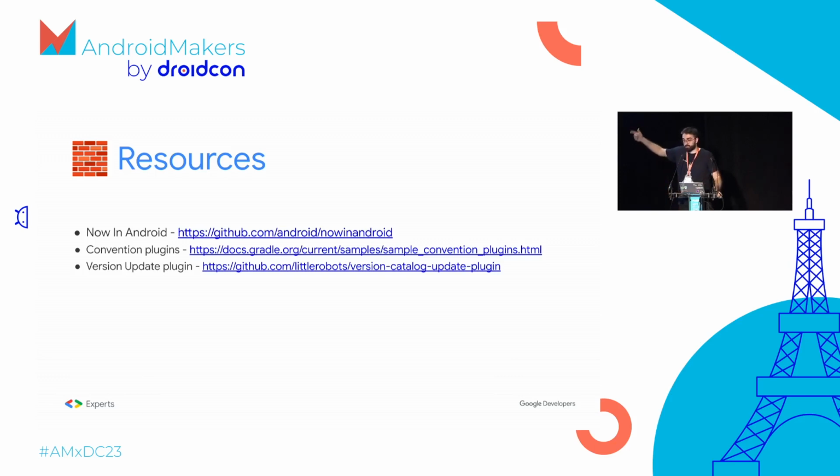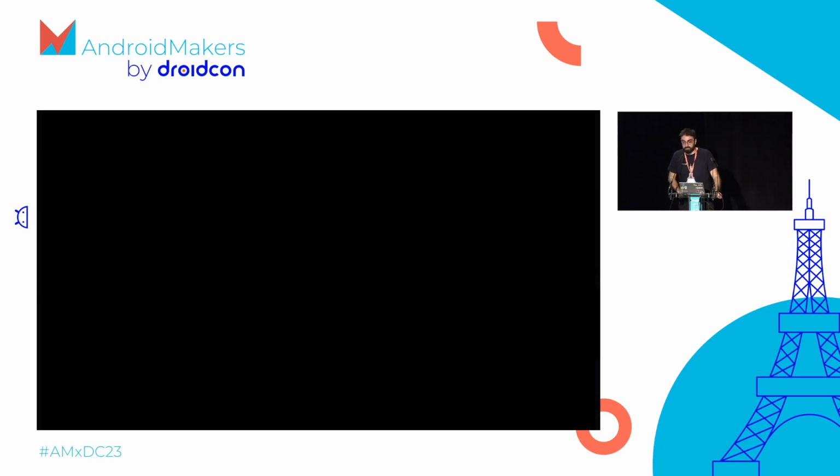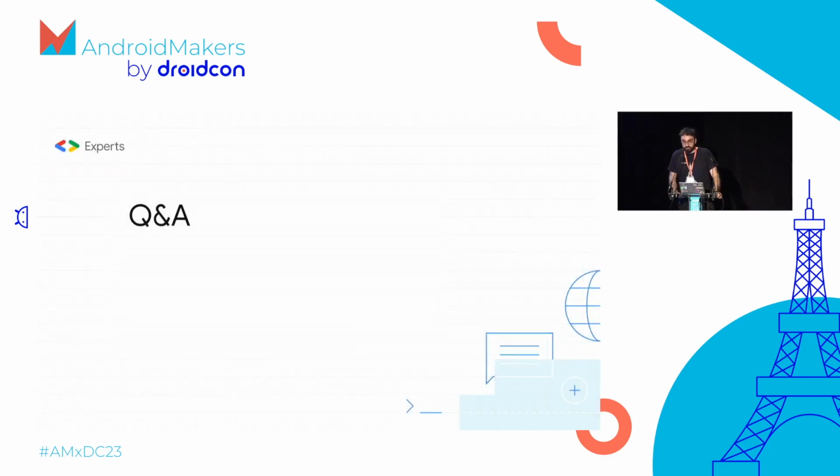And of course the official documentation for convention plugins, and also the version update plugin, so you can play with the different tooling. That was the quick rundown about the version catalog and the convention plugin.